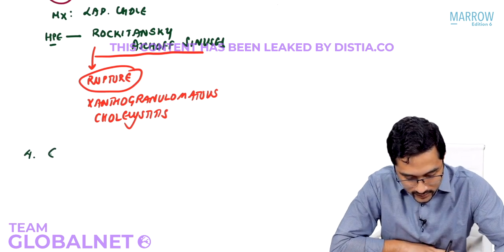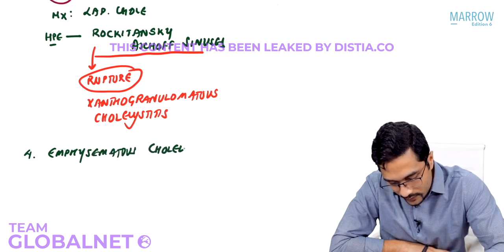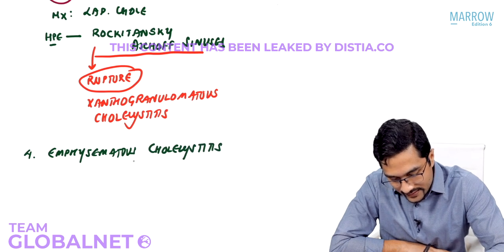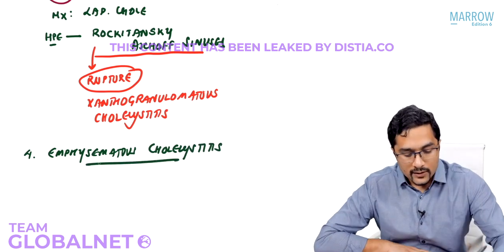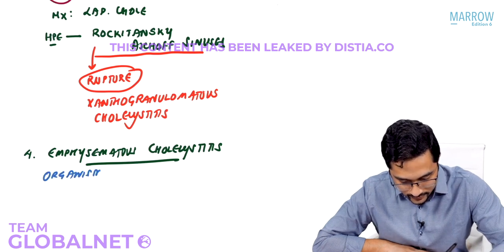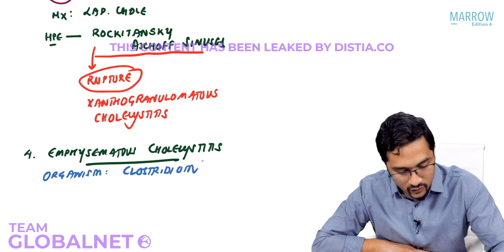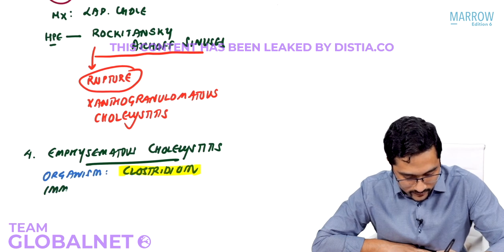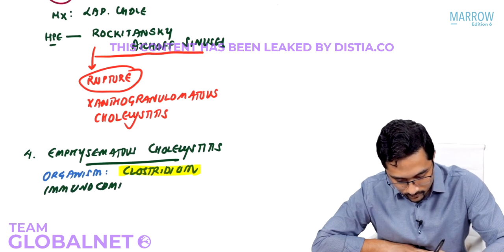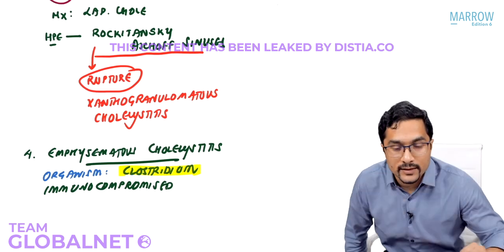The fourth presentation is emphysematous cholecystitis. As the name suggests, there is going to be gas formation here. The organism responsible for emphysematous cholecystitis is Clostridium species. This is seen in immunocompromised patients, quite common in diabetic patients as well.